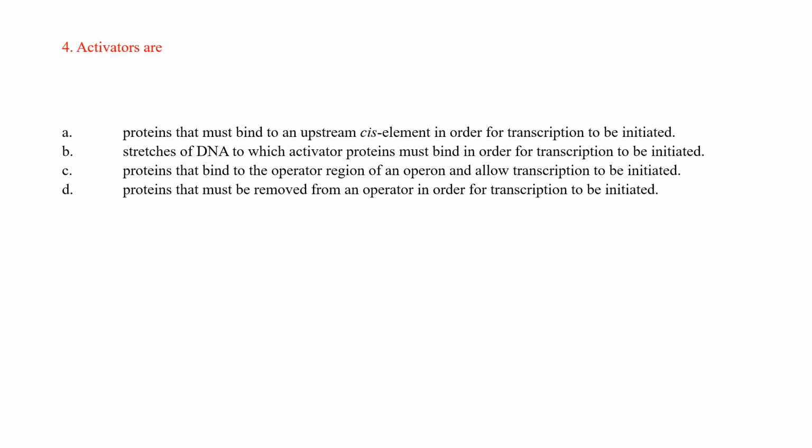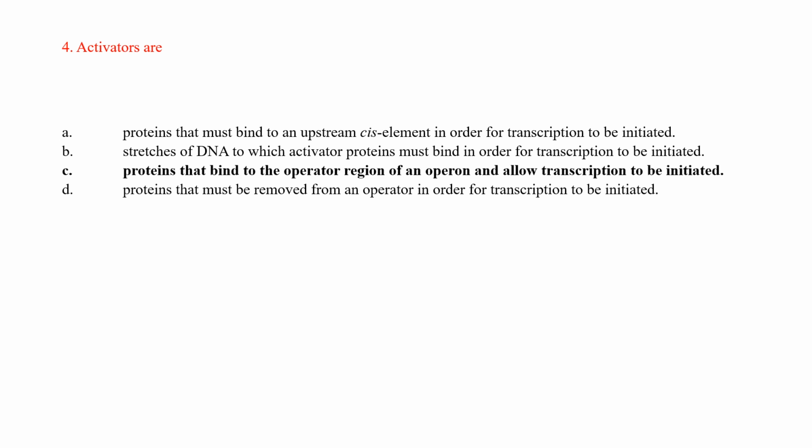Activators are A, proteins that must bind to an upstream cis element in order for transcription to be initiated. Letter B, stretches of DNA to which activator proteins must bind in order for transcription to be initiated. C, proteins that bind to the operator region of an operon and allow transcription to be initiated. Or D, proteins that must be removed from an operator in order for transcription to be initiated.